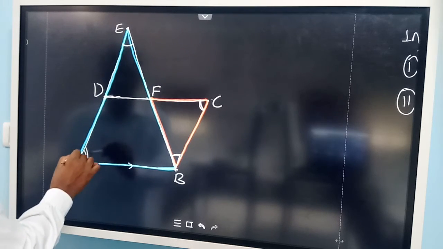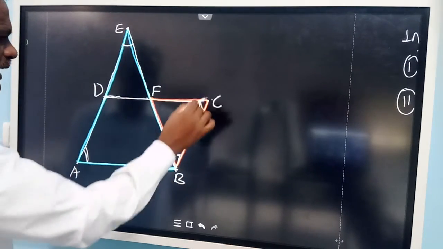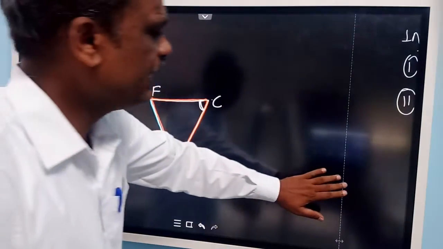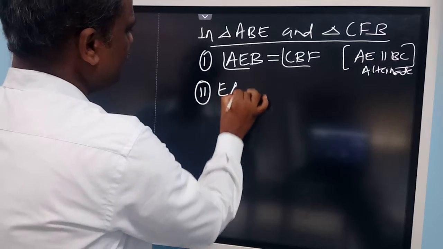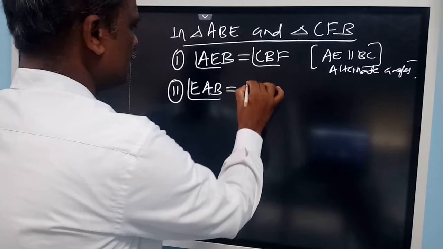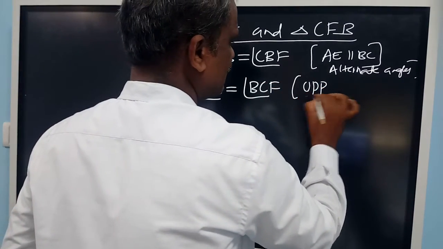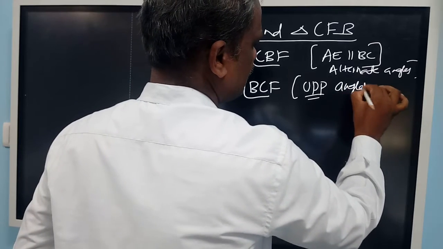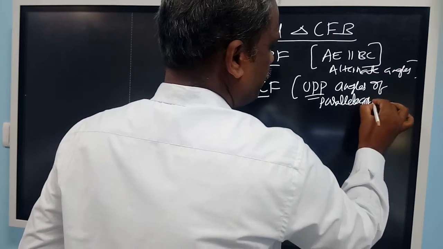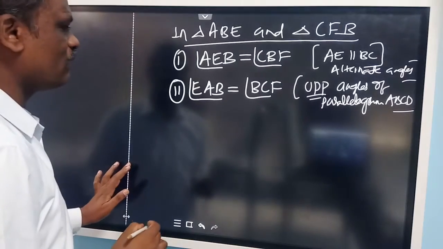And also A is an angle of triangle AEB, and C is an angle of triangle CFD also. So therefore I can write angle EAB is same as angle BCF. So they are opposite angles of parallelogram ABCD. So you can write that opposite angles of parallelogram are equal.